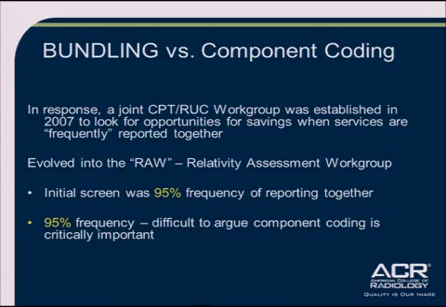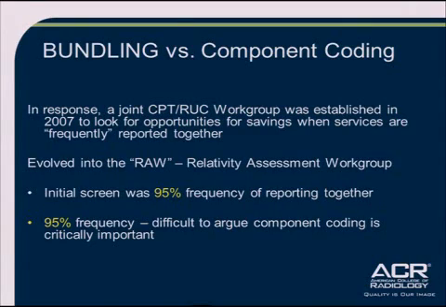In response to a lot of different pressures, a CPT RUC work group was established about 5 years ago now to look for opportunities for savings when codes were reported frequently together. This has evolved into something you may have heard of, which is called the RAW, the Relativity Assessment Work Group. It is a joint CPT RUC work group made up of many individuals. We do have representation on that work group, but it's all non-radiologists. Its job is to really look for areas where there are opportunities to make relativity assessment between codes, between services, more fair, if you will.